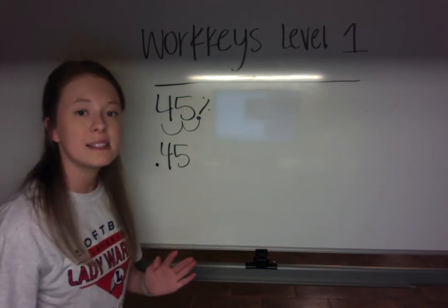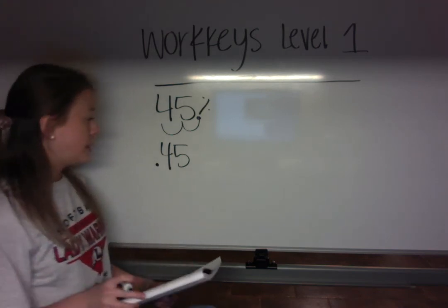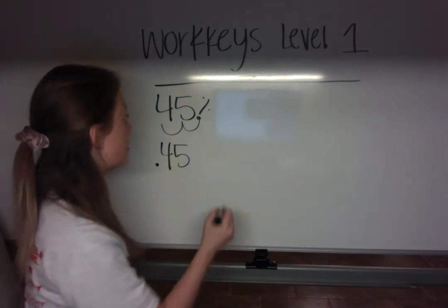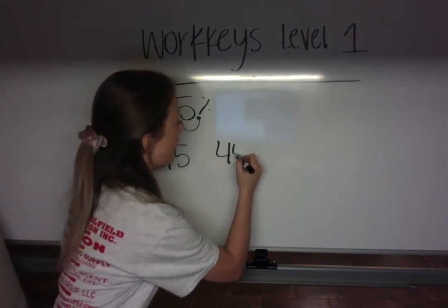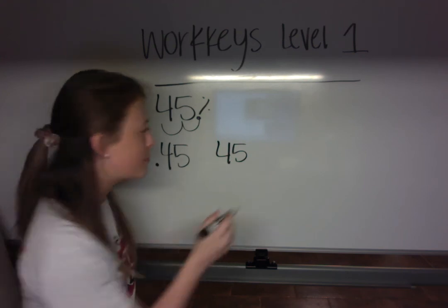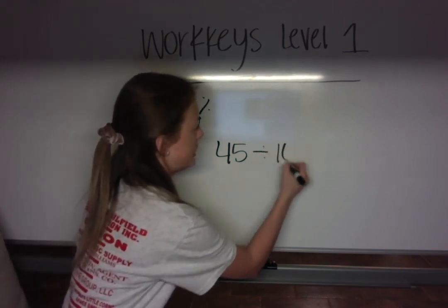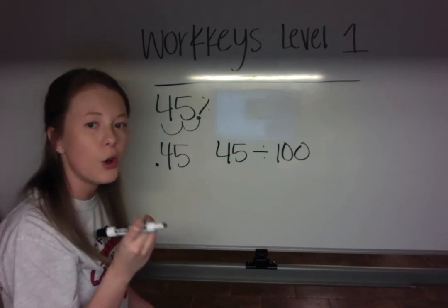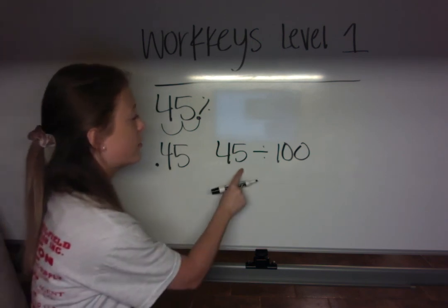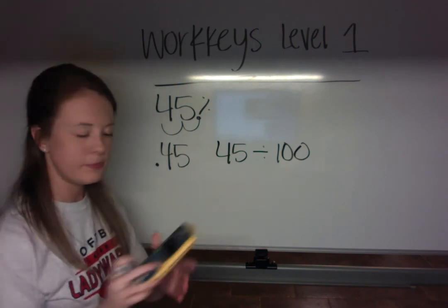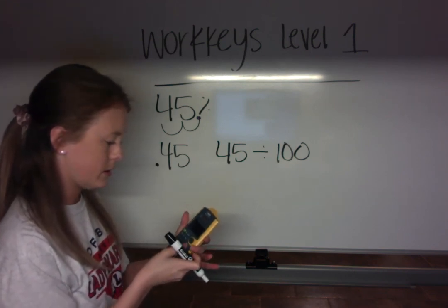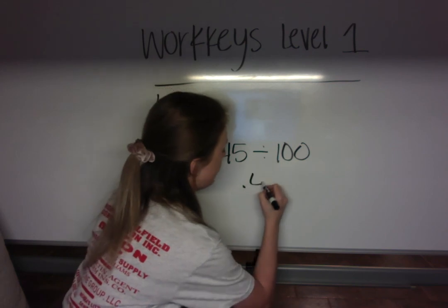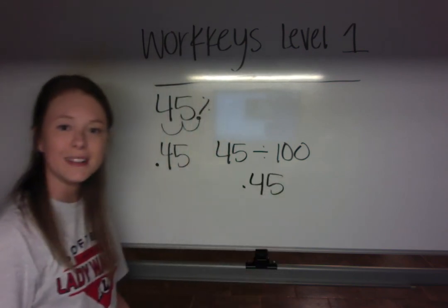However, if that doesn't make sense to you, you need to find the whole, you need to break it down into a decimal. So what you can do is you can say 45 divided by 100. And when we divide, that's going to make that whole number smaller, and smaller than a whole number is a decimal. So 45 divided by 100, doing our calculator, 45 divided by 100 equals 0.45. And that gives you your answer.